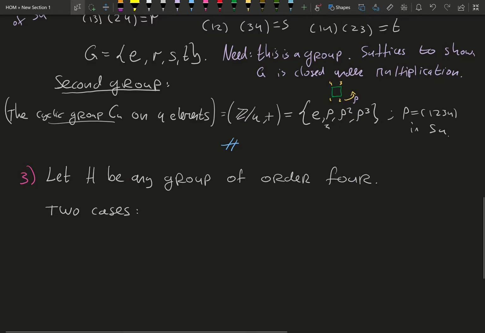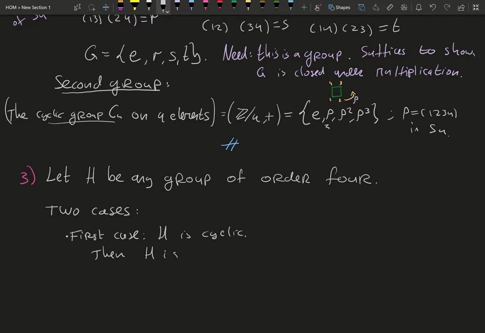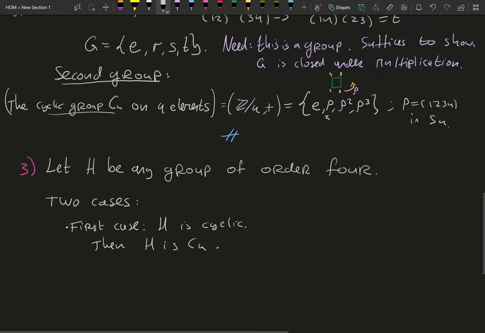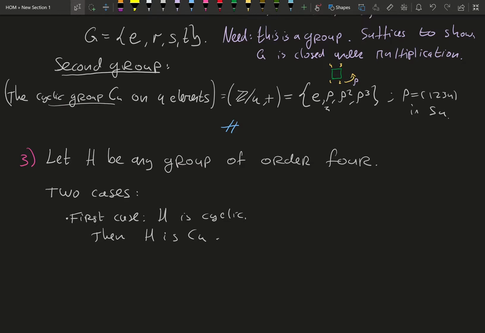And so there are 2 cases, and you can think about which cases there are. If you want to think about it more, you have to pause the video now, because I'm going to tell you. The first case is that H is cyclic. That's the easy case, so let's get it out of the way. So if H is cyclic, then H is C4, because 2 cyclic groups which have the same order are always isomorphic.